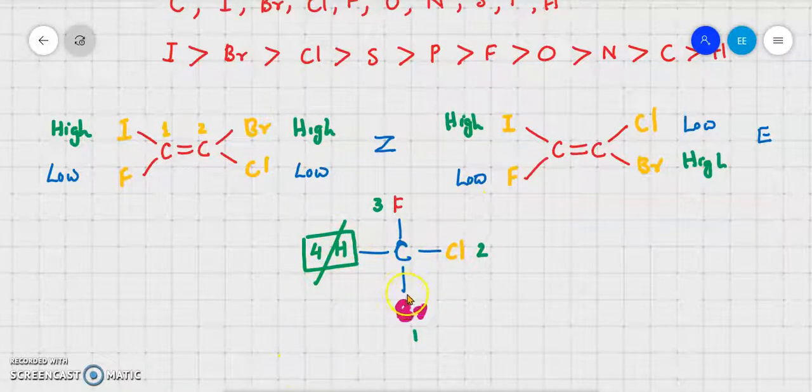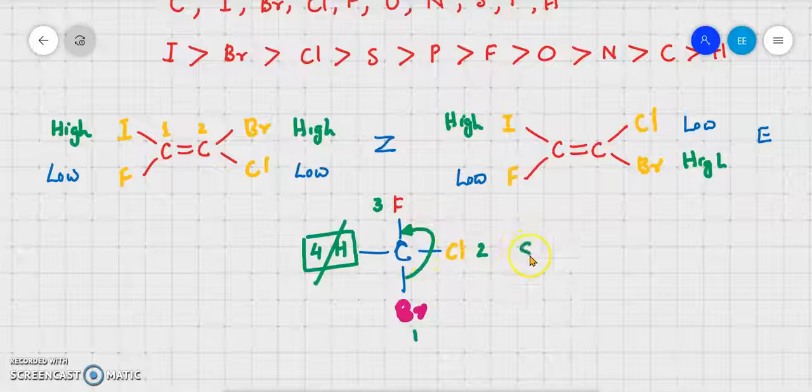And then we move our finger from the atom or group of priority 1 through priority 2 to priority 3. If this movement is clockwise, we give the configuration as R, and if this movement is anti-clockwise, we give the configuration as S. In this particular case, the movement of my finger from the atom of priority 1 to 2 to 3 is anti-clockwise, and so the configuration of this molecule will be S.